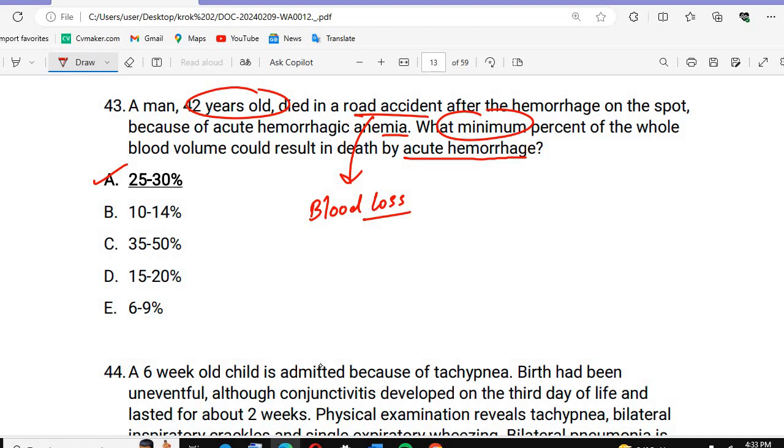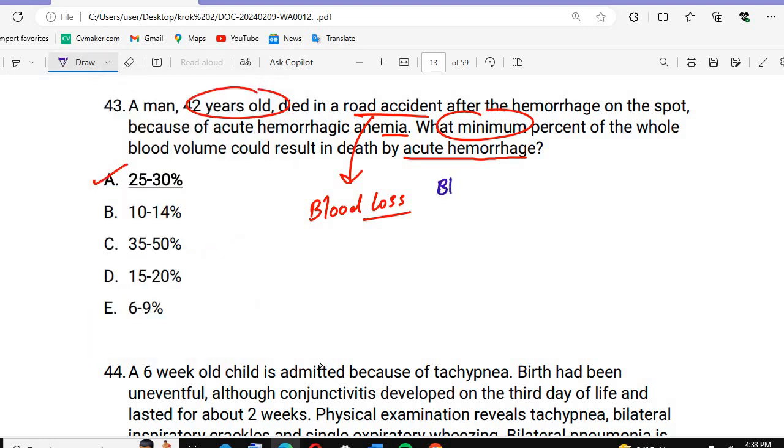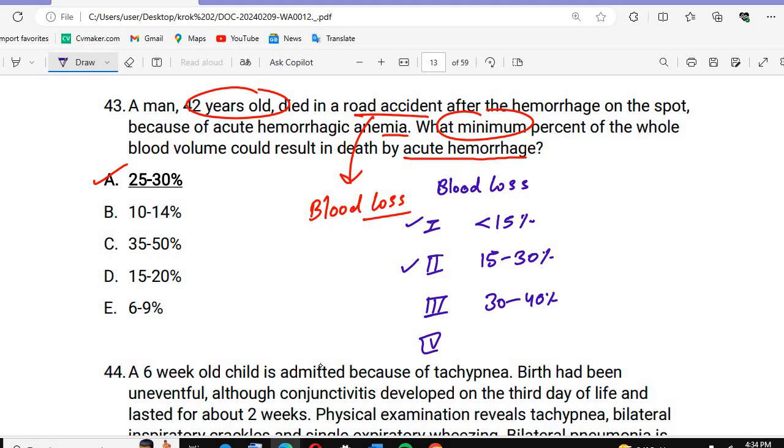See, if we categorize these conditions, if we have blood loss, we categorize it into classes. Class 1 is less than 15%. In class 2 the blood loss is 15 to 30%. Class 3 is a blood loss of 30 to 40%, and in class 4 the blood loss will be more than 40%.